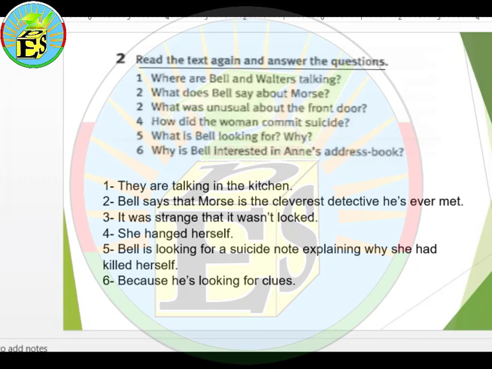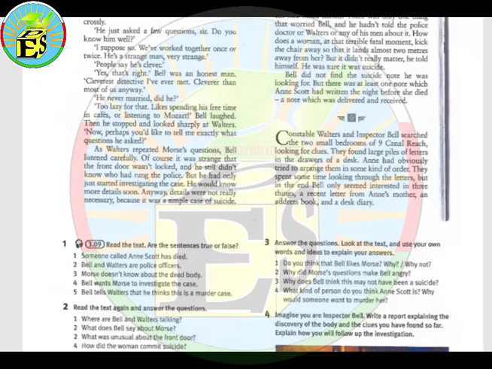She hanged herself. Number 5. What is Bill looking for and why? Bill is looking for a suicide note explaining why she had killed herself. Number 6. Why is Bill interested in Anne's address book? Because he's looking for clues. I hope all your answers are correct. Now let's go for the next task.